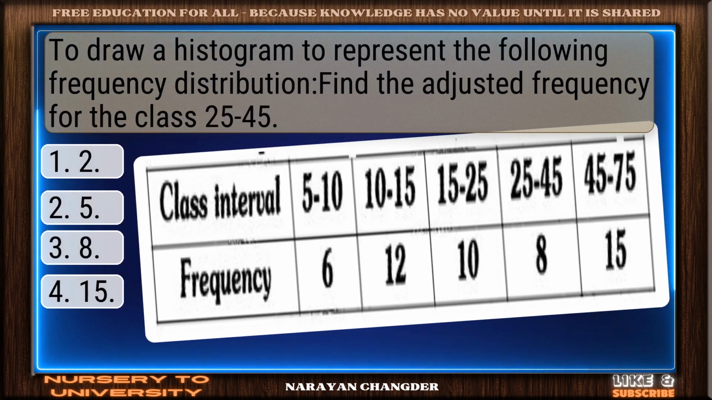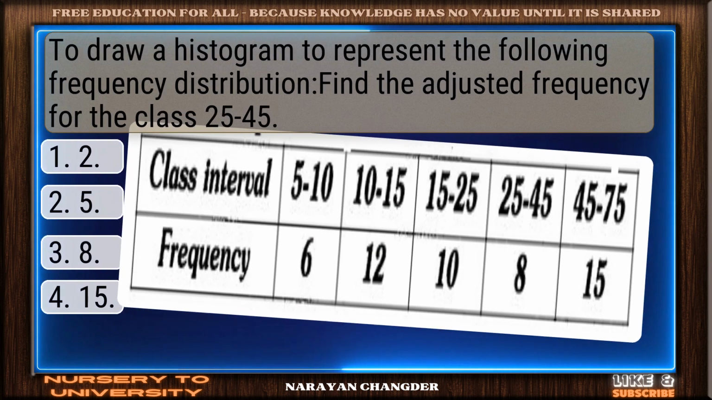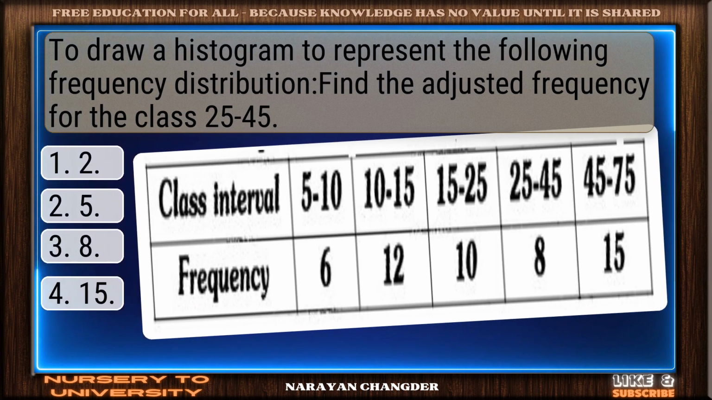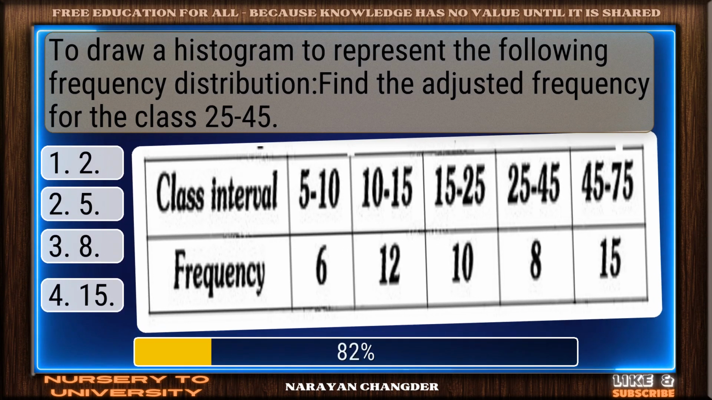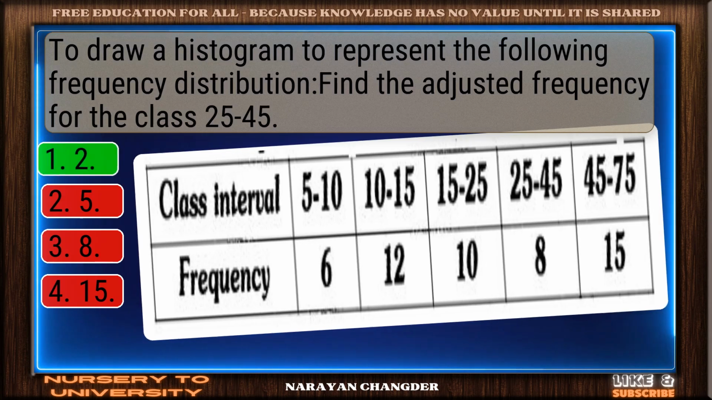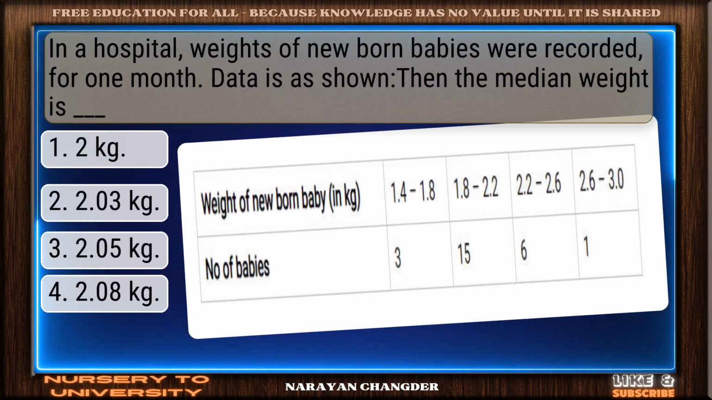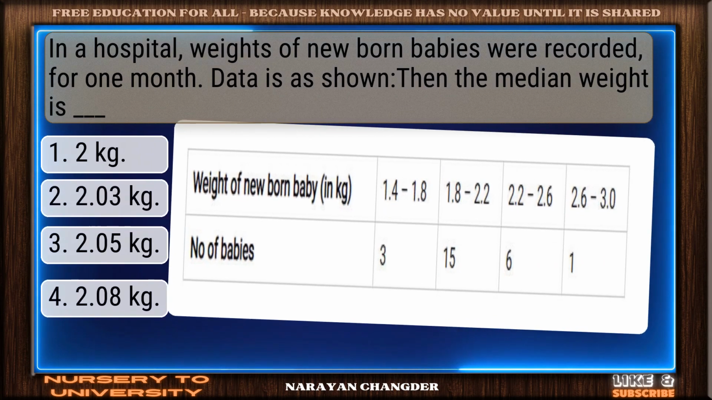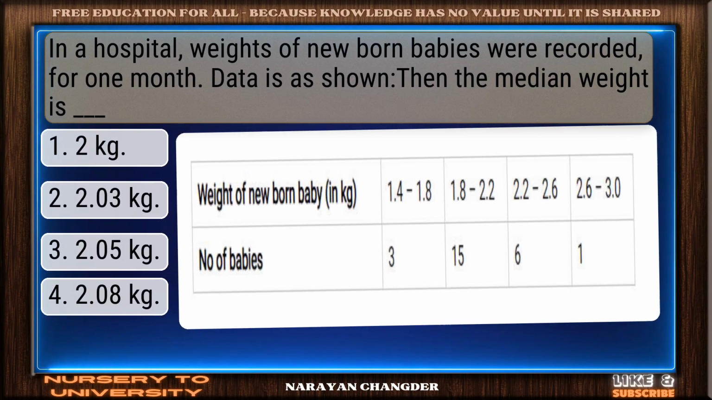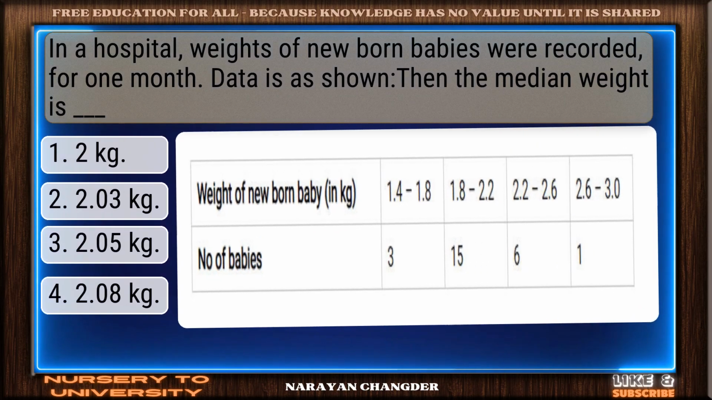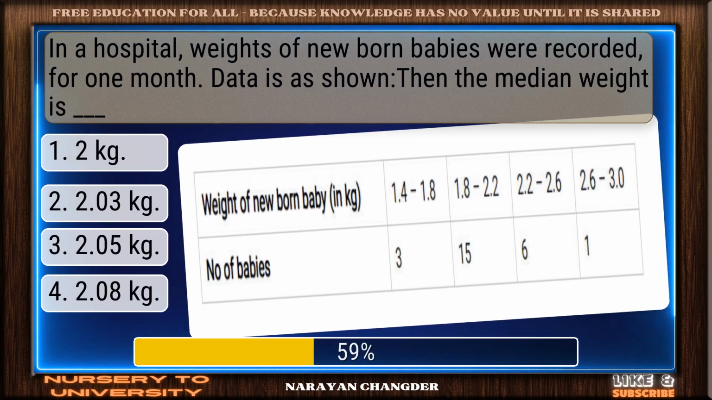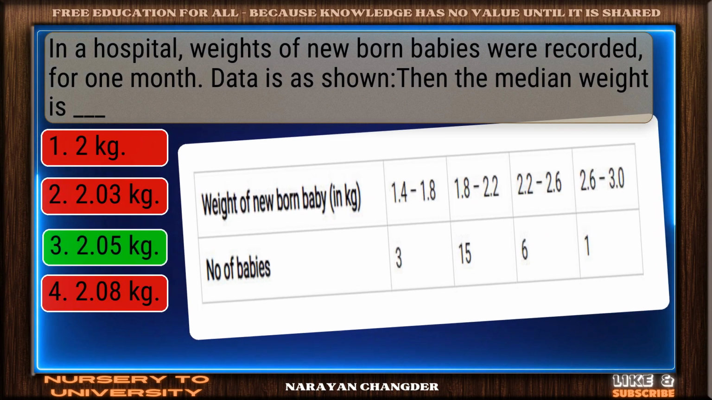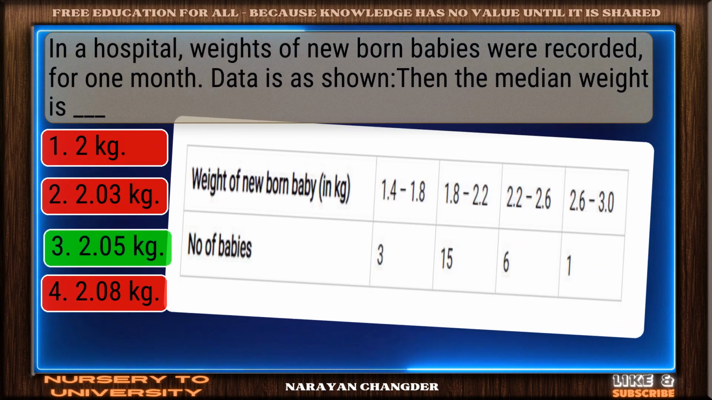To draw a histogram to represent the following frequency distribution, find the adjusted frequency for the class 25-45. Great job. 2 is accurate. In a hospital, weights of newborn babies were recorded for 1 month. Data is as shown. Then the median weight is dash. Smart move. 2.05 kg is the accurate answer.